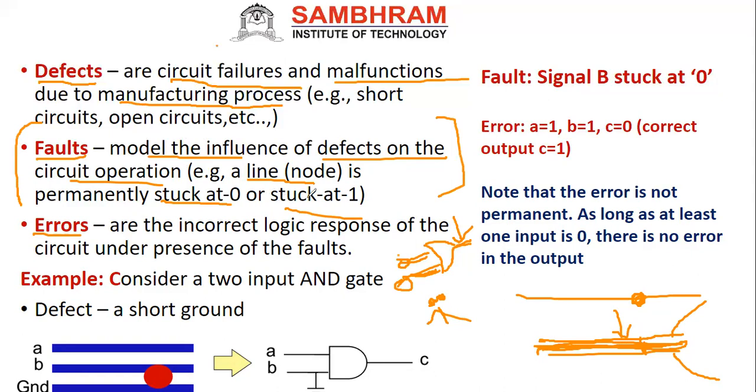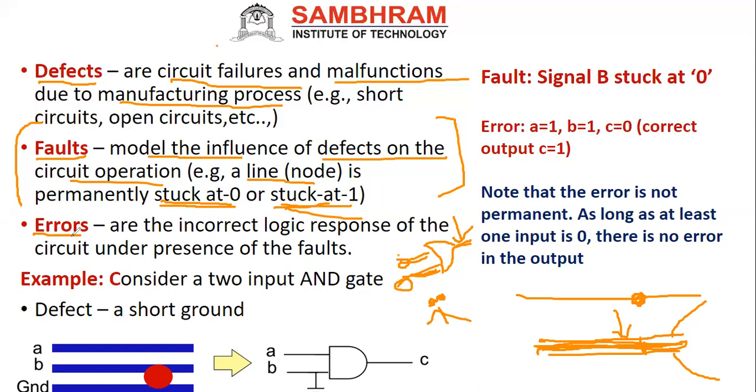What is the meaning of stuck at 0 and stuck at 1? From the name only I can say, stuck at 0 means it is permanently connected to 0. Stuck at 1 means that corresponding line or node is permanently connected to 1. This one is permanently connected to VSS, and this one is permanently connected to VDD. That is the meaning of that.